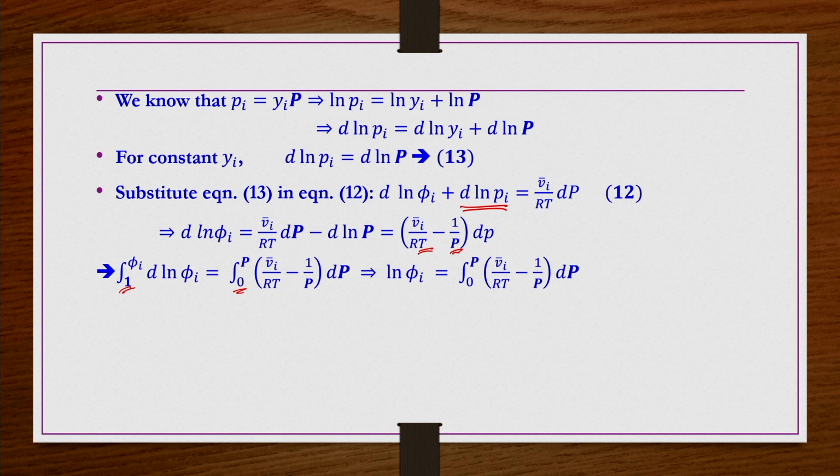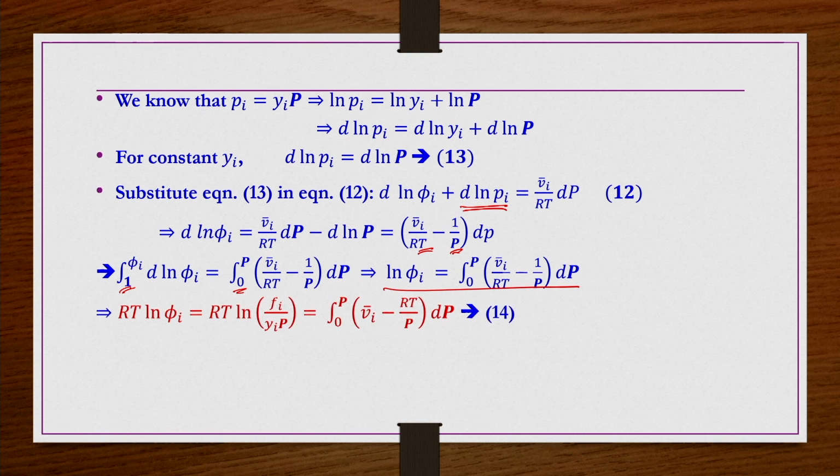At some pressure p, what is phi, that we do not know, that is what we are calculating. So, when you substitute these limits, then you have ln phi is equal to the integral from 0 to p of (Vi bar by RT minus 1 by p) dp. The same equation, if I multiply both sides by RT, then I can have RT ln phi, which is RT ln (fi by yi p), because phi is nothing but simply fi by yi p, is equal to the integral of (Vi bar minus RT by p) dp. This is the equation that we need.